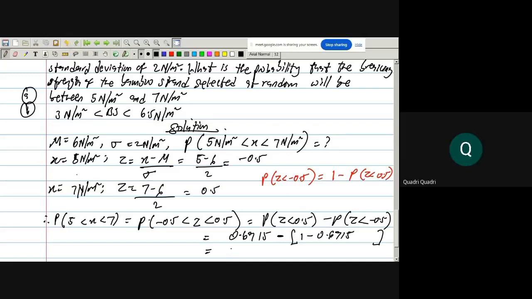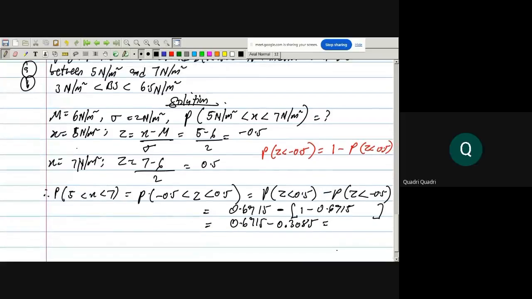That's 0.3085. So we have 0.6915 minus 0.3085. What would that give you? That gives 0.383. Yes, 0.383. That's it.